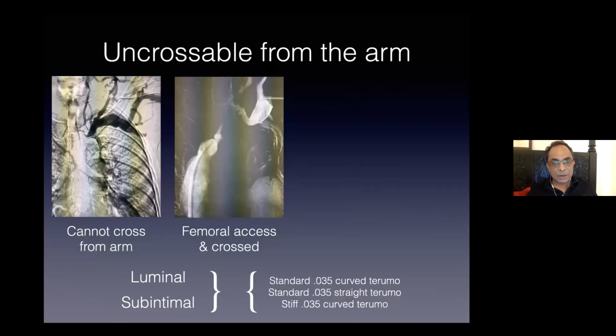So, what wires do I use? I first start with the standard 035 curved Terumo. Then, particularly if I'm at the point of the occlusion and I can see a little straight path, I can try a straight Terumo. But usually I'll go from a curved standard to a curved stiff. And the curved stiff often does the job more often than not. So I'll use an 035 curved stiff Terumo.